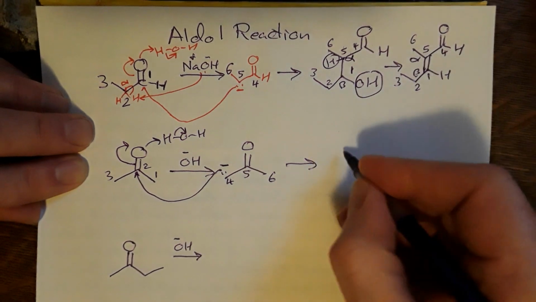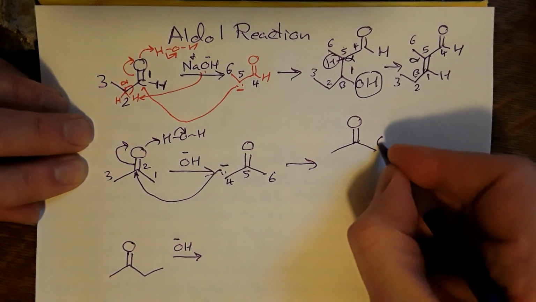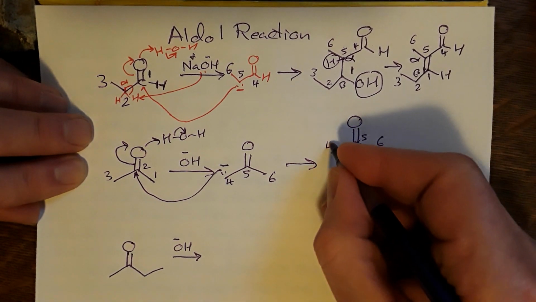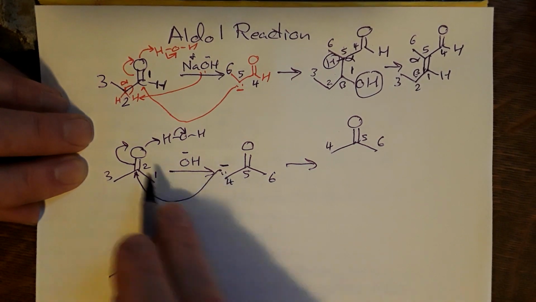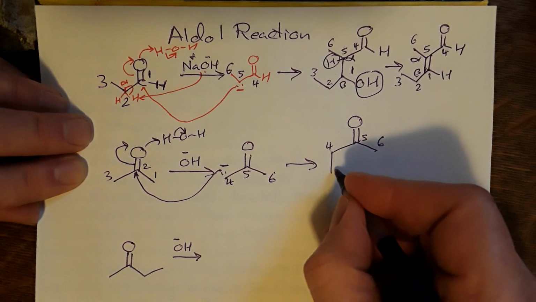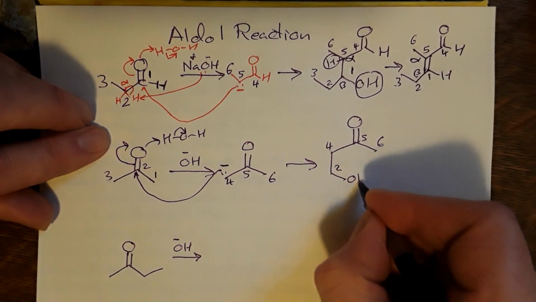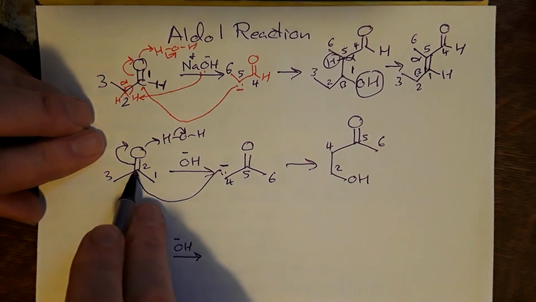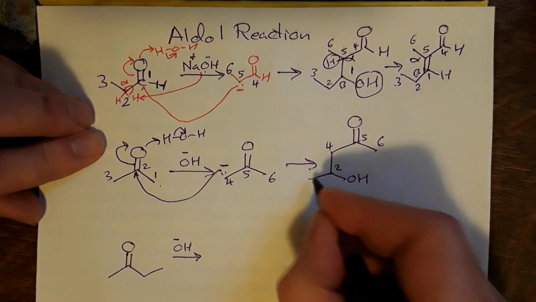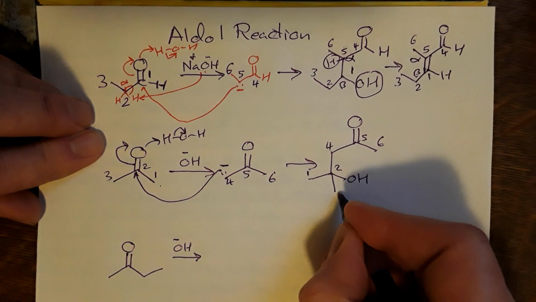So drawing the product then, we have our enolate, which again I always draw first because it's the most recognizable in the final product. And then 4 is now bonding to 2. So there's a new carbon-carbon bond to carbon number 2 here, which now has an OH on it. And it has attached to carbon 2 a methyl group and a methyl group. So we have carbon 1 still attached and carbon 3 still attached.